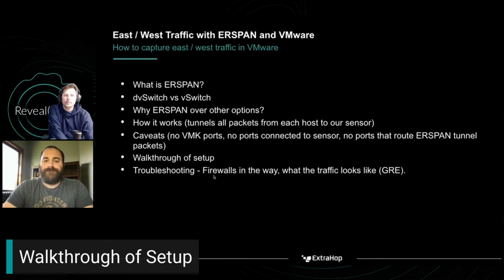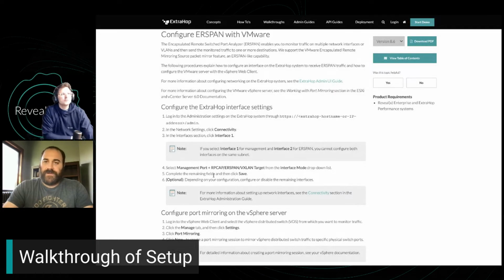Totally. All right, let's walk through a basic setup, Mike, when you're ready. Yeah. Just before we get into that, if you get stuck as we're going through this, we do have docs out on the website as well. And we'll include this link in the video notes for sure. So this is where you configure the ExtraHop interface settings. If you need to configure the target on your ExtraHop box, what Mike's showing right here will allow you to ingest that ERSPAN target, which he's about to turn on in VMware.